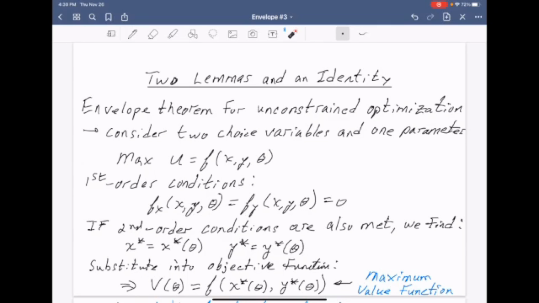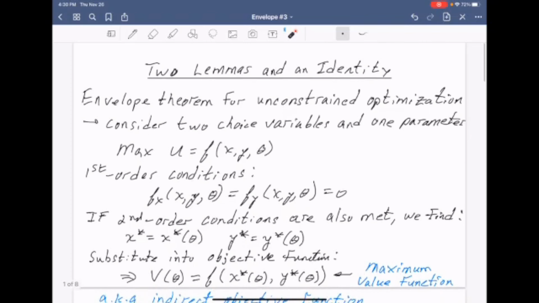In this video, we're going to look at two lemmas and an identity. The envelope theorem for unconstrained optimization is the first thing we're going to look at. Consider two choice variables and one parameter, where we want to maximize utility as a function of goods x and y and a parameter theta.